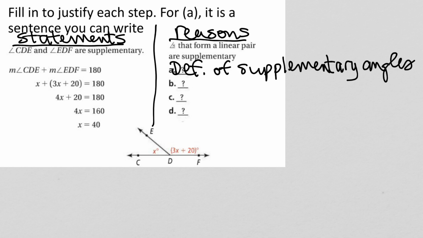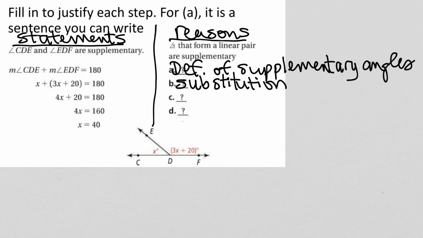Okay, for B. Now what are they doing? They're saying x plus 3x plus 20 equals 180. So what are they doing to get the x and the 3x plus 20? That is a reason on the pink little paper. It is substitution. They substituted in the expressions for the two angles.